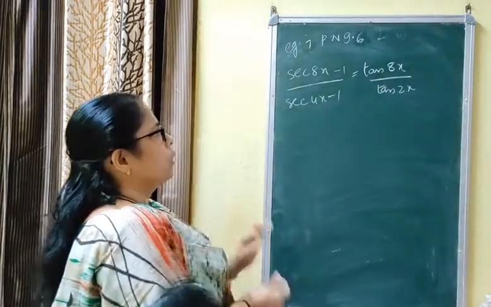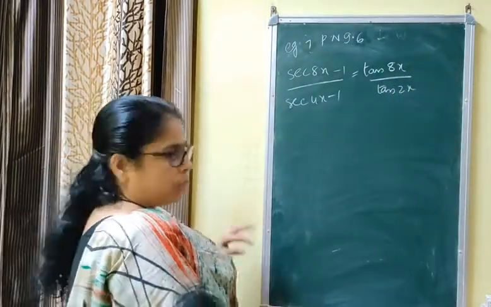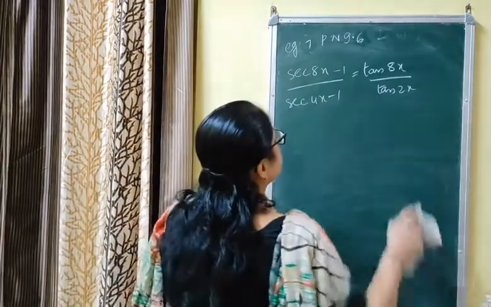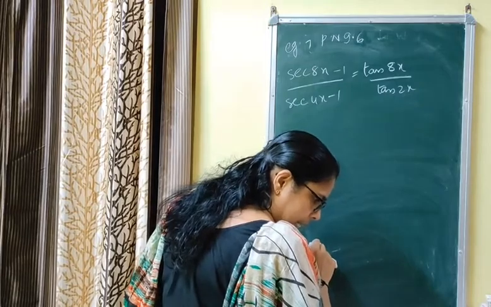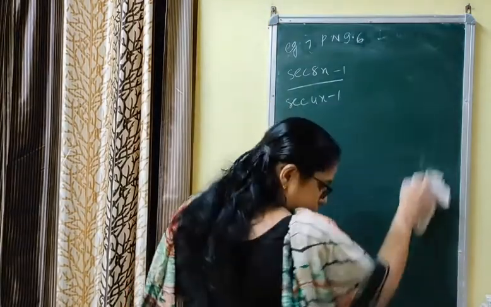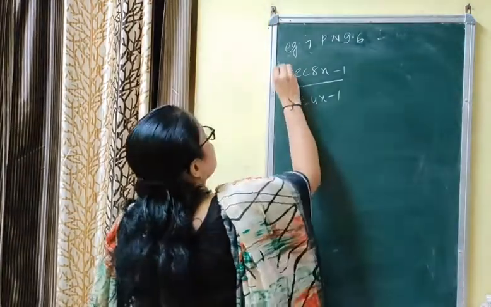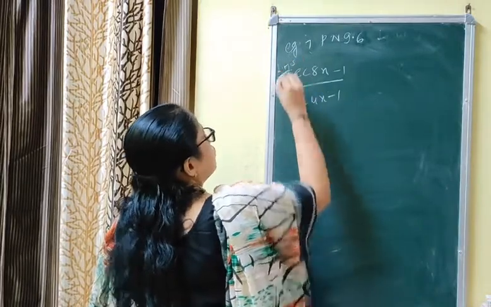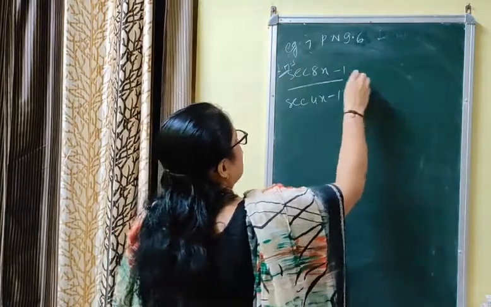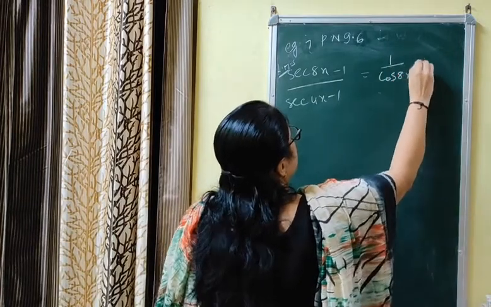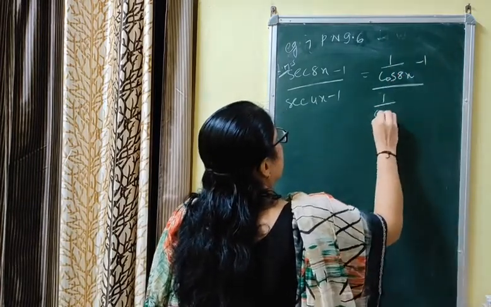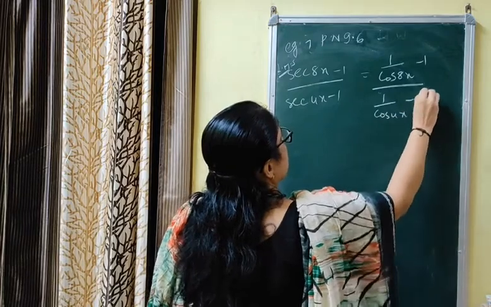You should not make any mistakes like the previous one. You should not make any sign mistakes. We have to prove tan 8x upon tan 2x. Let us start from LHS. LHS is this one, and in order to change it to tan, you have to convert it in the form of cos, that is (1 by cos 8x minus 1) upon (1 by cos 4x minus 1).